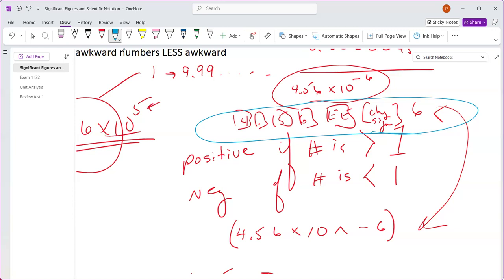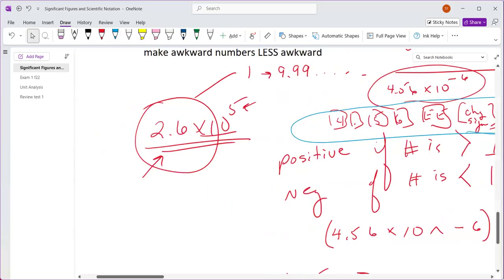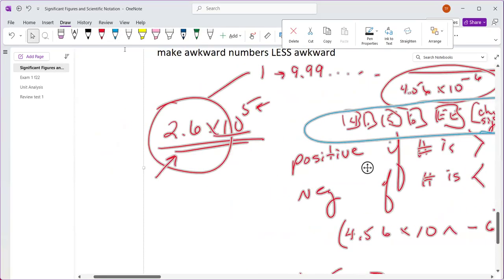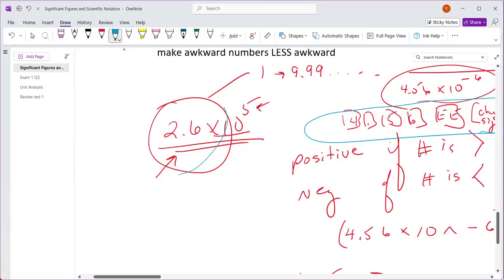Now, one of the problems you're going to run into on your Dry Lab 1 is they'll give you an incorrect number in scientific notation and ask you to correct it. So this is where this stuff comes in. Is the number from 1 to 10? If it's not, make it that way. But you can't change the number. You have to modify the exponent.